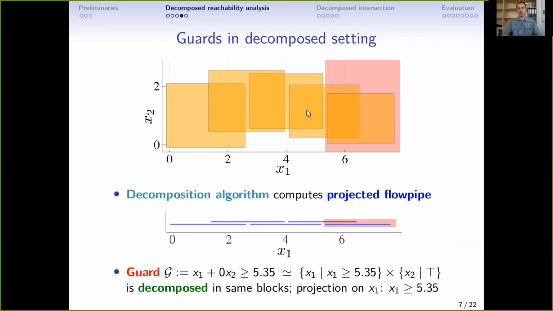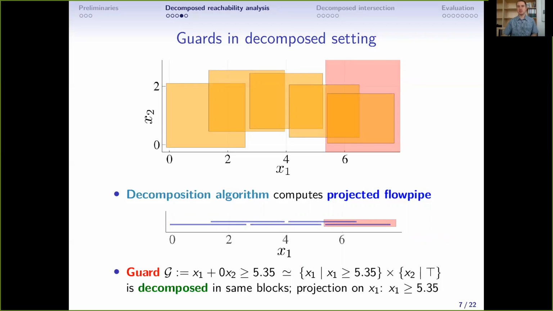Recall this picture of the high dimensional flow pipe with the high dimensional guard intersection. And the idea is that we can actually compute this intersection in the projected space. So we can project the guard as well. So let's look at the guard. It's a linear constraint or half space, and the coefficient in the dimension x2 is 0.